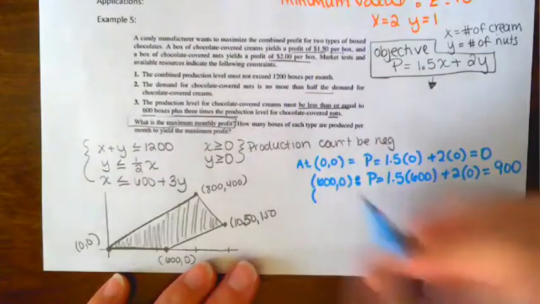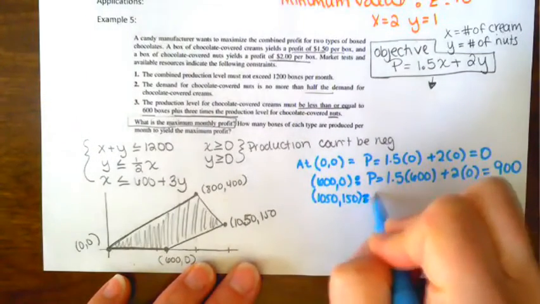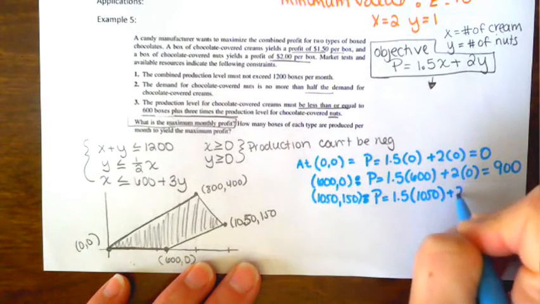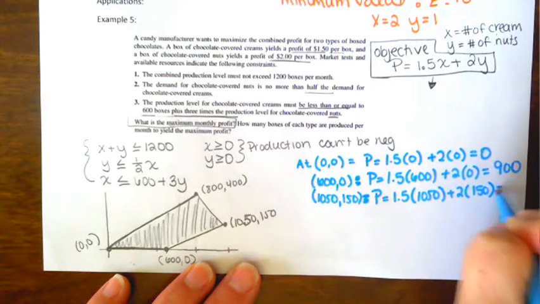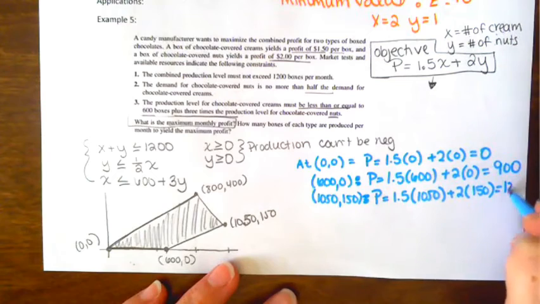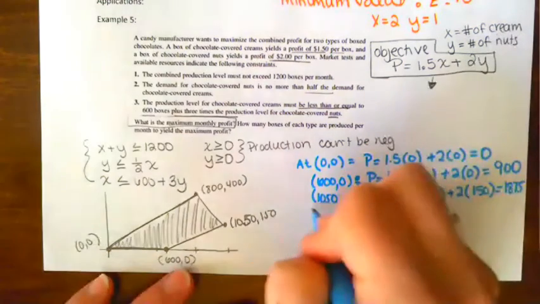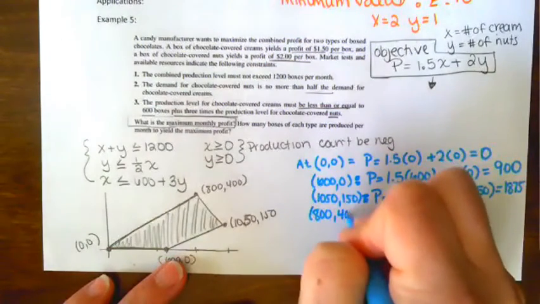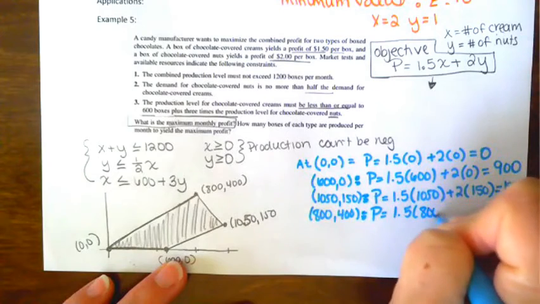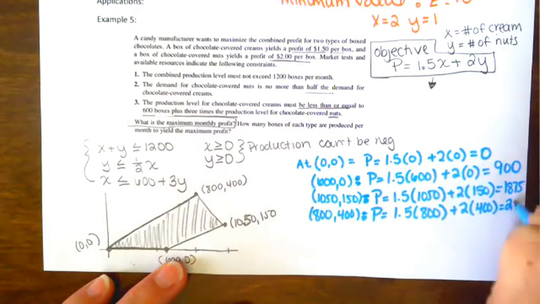Let's do 1050, 150. So my profit would equal 1.5 times X, which is 1050, plus 2 times my Y, which is 150, equals $1,875. Okay. And then at 800, 400, my profit would equal 1.5 times X, which is 800, plus 2 times Y, which is 400. And we get 2,000.